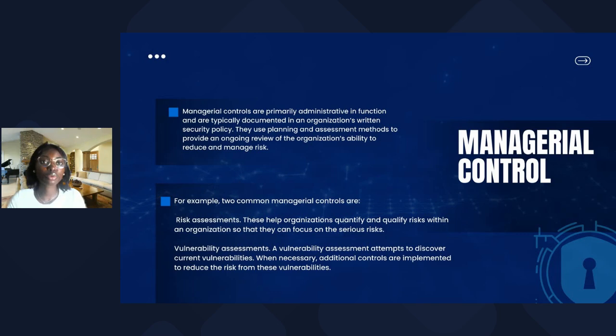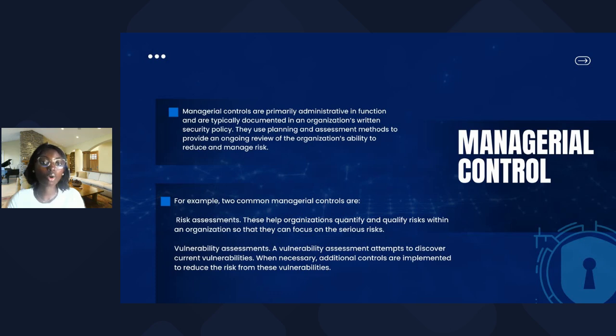So at this level, they're trying to identify, okay, these are the kinds of risks that our organization might face, and these are the ways we might be able to reduce them if we can't completely do away with them, right? Let's see how we can reduce it. Let's see how we can manage it. This is at the managerial level, the managerial control.